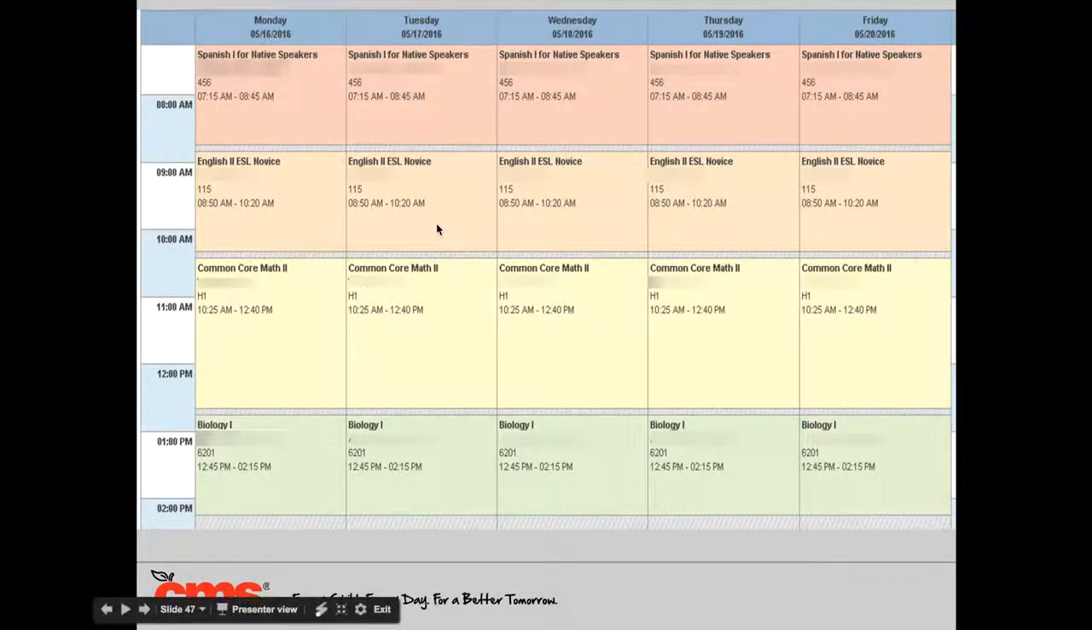Oh, there's that Spanish for native speakers that you were talking about. We were just talking about this, and this looks like it's a 10th grade schedule. So we have the student in Spanish for native speakers, English 2 with 10th grade English, ESL Novice, Common Core Math 2, and Biology 1. Once again, I would recommend if there was a biology SIOP section, that would be excellent for the student as they are a novice student. But as you said, it depends on what the school has.